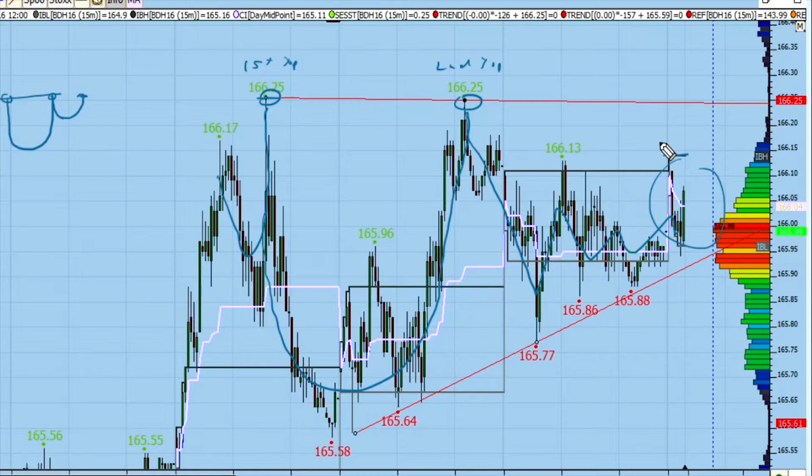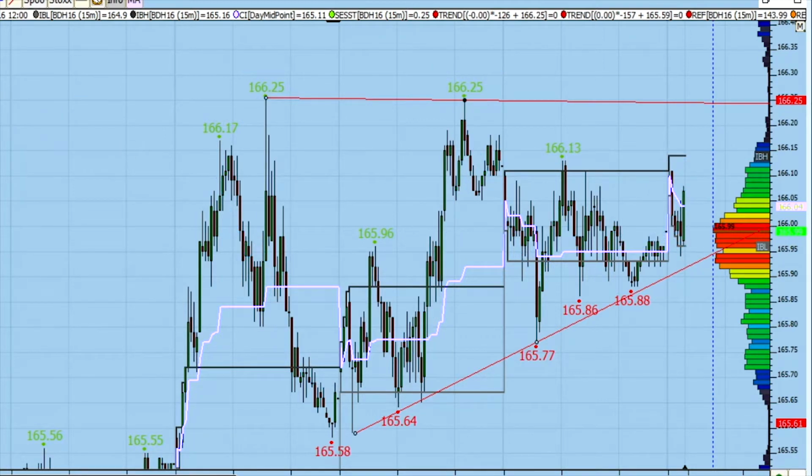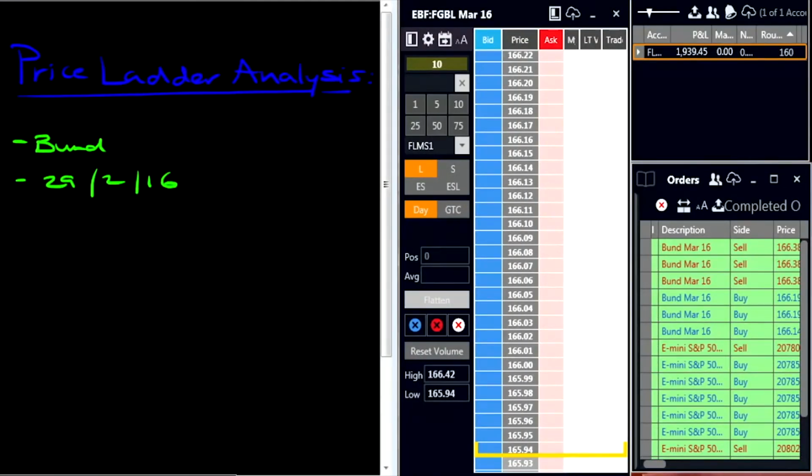We've got the high here at 166.14 for the day, and we're looking at it just around this region. So let's take a look at what happened on the price ladder and how we could have potentially traded it. Now I'm going to speed this up just a little bit because I've got it on a replay software, so just bear with me.